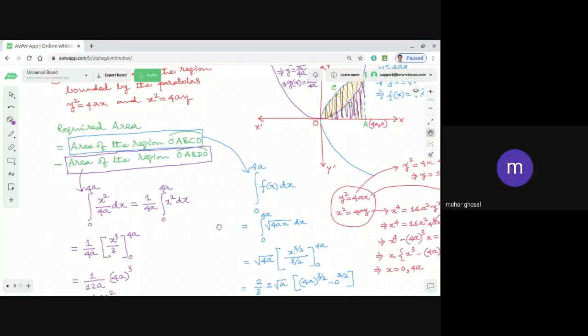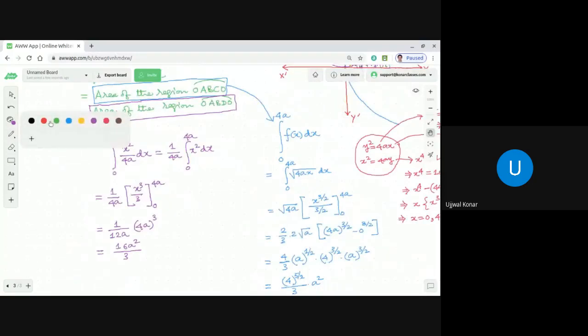Okay. So finally, what do you find the required area? The required area is equal to 32a square by 3 minus 16a square by 3. That is equal to what? 16a square by 3.